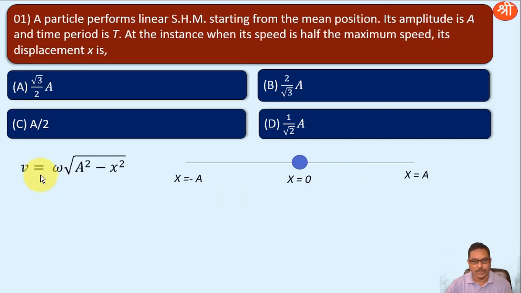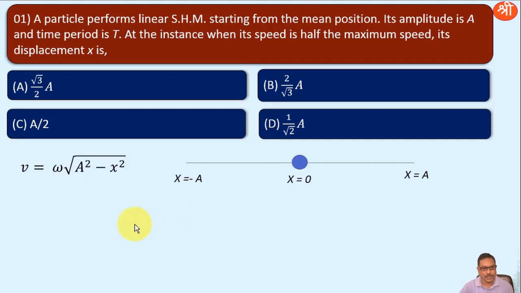We know the velocity of a particle performing SHM is given by this equation: v equal to omega under root a square minus x square. We have seen the proof of this equation in the second video. You can watch that second video. Omega is angular velocity which is constant. A is amplitude which is also constant. X is displacement which is continuously changing. Therefore velocity also changes continuously. Velocity is different at different values of x, at different positions. We have to find that value of x where velocity will be half the maximum value.